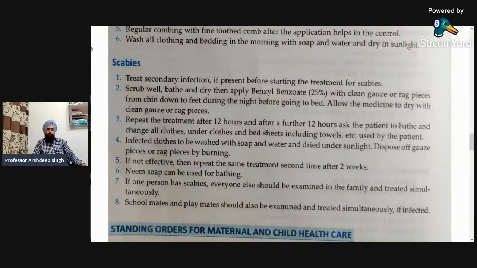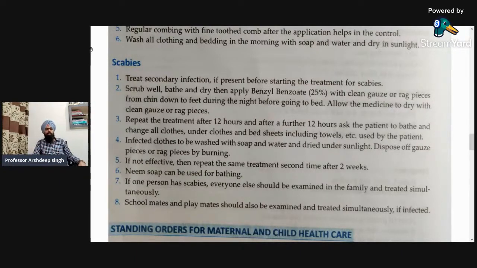If present, before starting the treatment for scabies, next scrub well, bath and dry, then apply benzyl benzoate. That is, we can say that one of the lotions or the drugs, the medicine that can relieve the itching, is applied with clean gauze or rag pieces from chin down to feet during the night before going to bed. Allow the medicine to dry with the clean gauze or rag pieces.